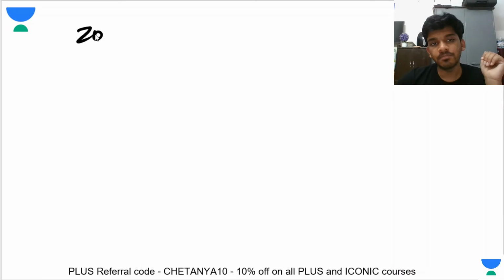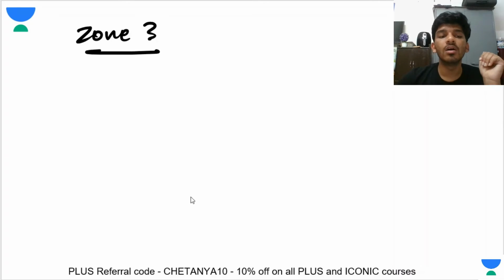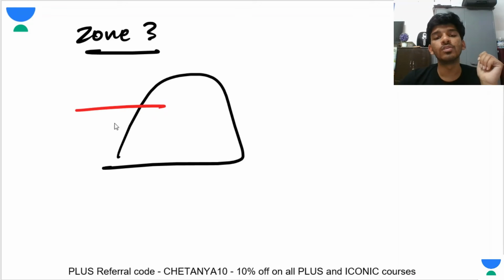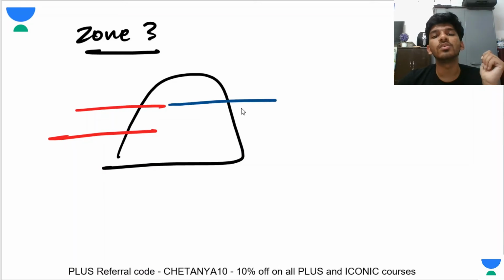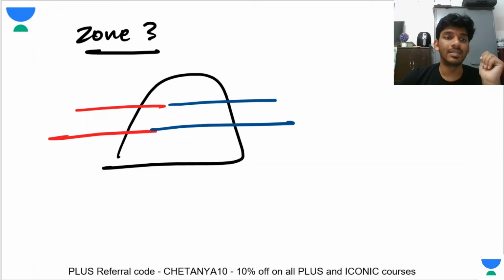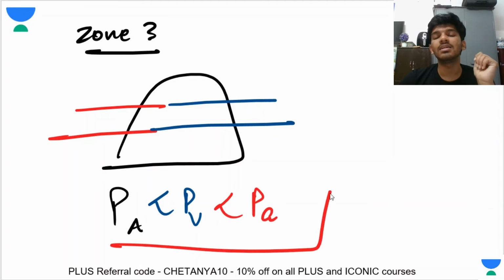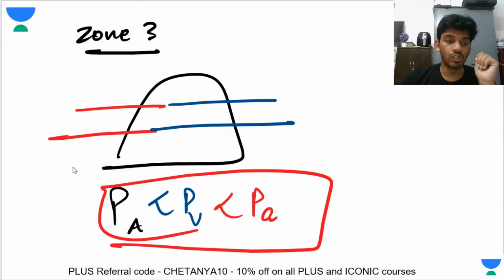Now zone 3 is your normal zone, where it's always the maximum perfused zone. And here the condition is that the alveolar pressure is less than both the arterial and the venous pressure. So there is a constant blood flow all the time. So the pressure in the alveoli is less than the pressure in the veins, and that is less than the pressure in the artery. So that is the condition that will be established in zone 3.